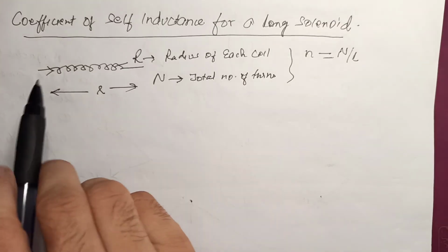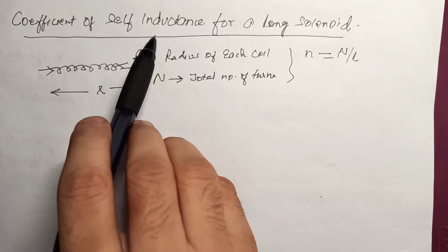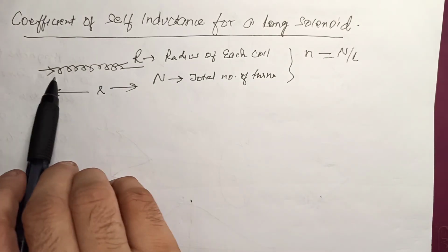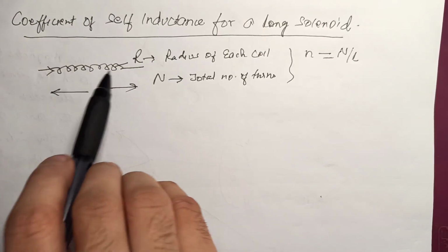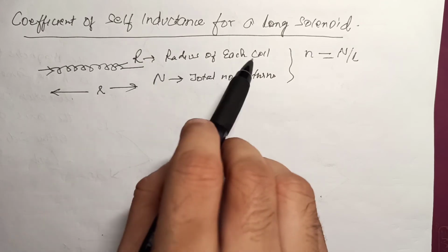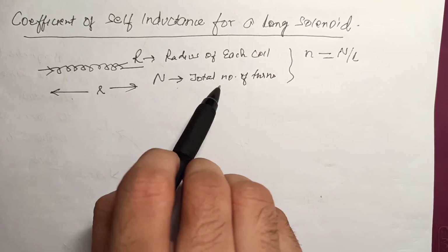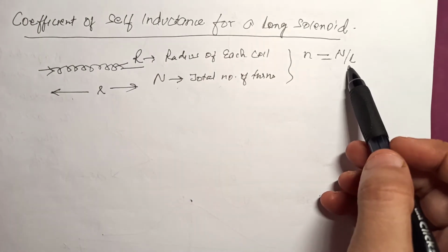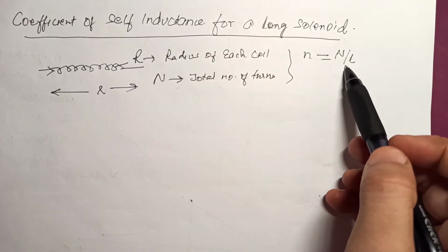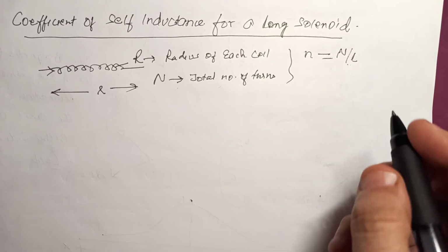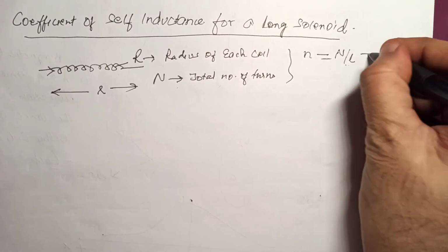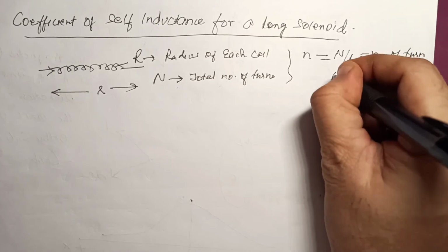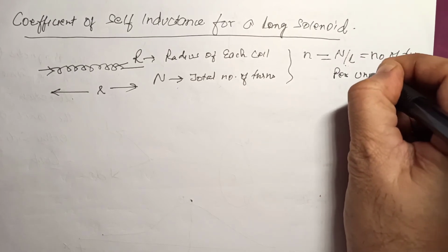So students, now we would be talking about coefficient of self-inductance for a long solenoid, right? I have drawn a small solenoid here, because of the scarcity of space. Let's say the radius of each coil is R. N is the total number of turns. Now we have read this: small n is equal to capital N by L, right? This we have, which is number of turns per unit length.